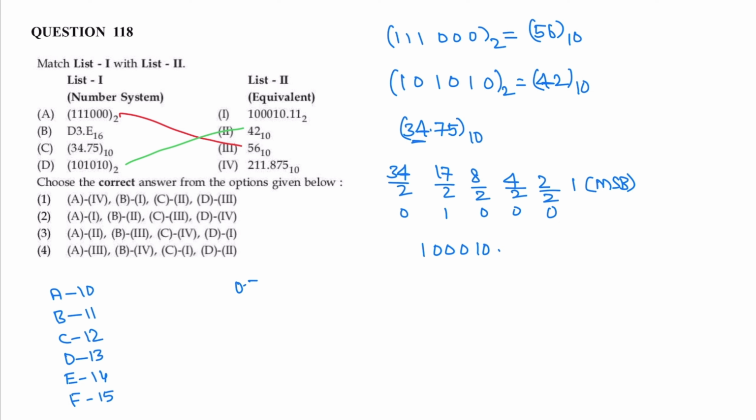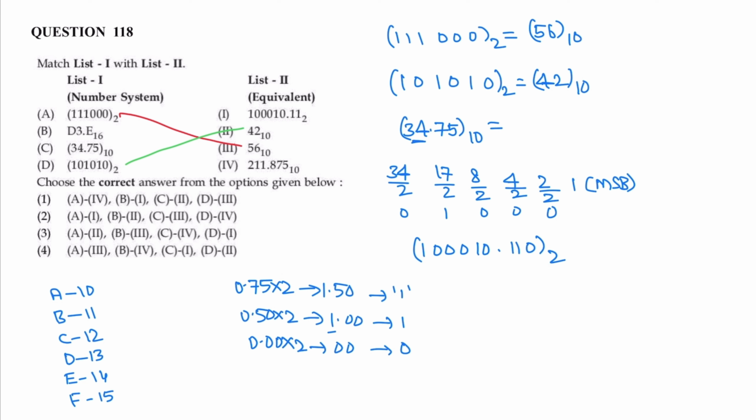For the fractional part, 0.75 into 2 is 1.50, take 1. 0.50 into 2 is 1.00, take 1. 0.00 into 2 is 0, take 0. That is 110 base 2. So 34.75 can be written as 100010.110 base 2. So the correct option for C is 1. For B, the remaining one is 4. So the correct answer is A3, B4, C1, D2. So option 4 is the correct answer.